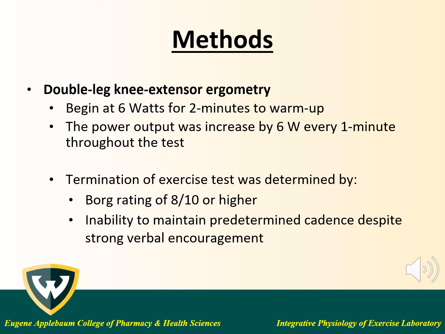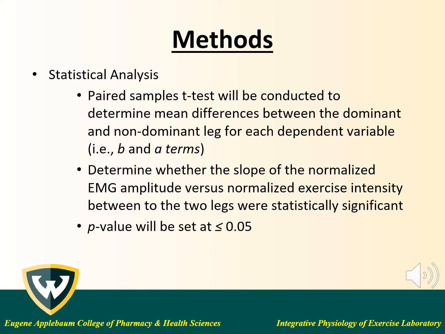The power output was then increased by 6 watts every minute until the individual reached a Borg rating of 8 out of 10 or higher. Some subjects rated their Borg at a 10, but still maintained the predetermined cadence, so it was then terminated when they were unable to maintain cadence. We used a paired t-test for the dependent variables, where b was the slope and a was the gain factor, in order to determine if the EMG amplitude was statistically significant.